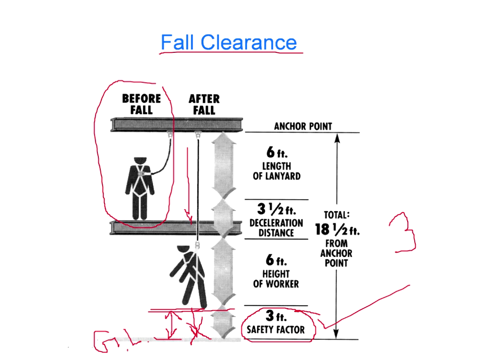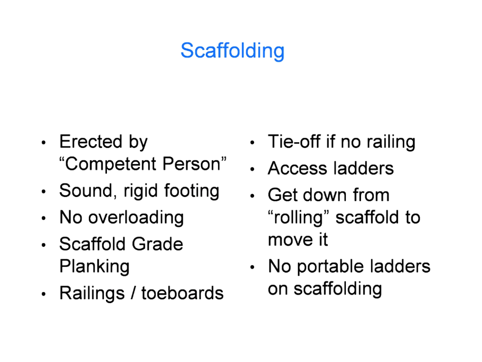This safety factor is always 3 feet above the ground level. You should keep a safety factor of 3 feet above the ground level. If a man is falling, he will be 3 feet above the ground level. This is the safety factor. It's very important. Go through this diagram slowly when you are free.